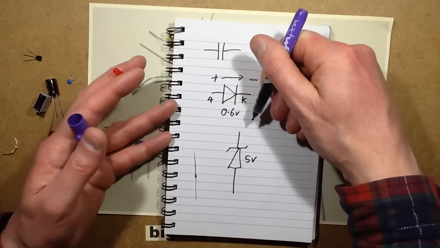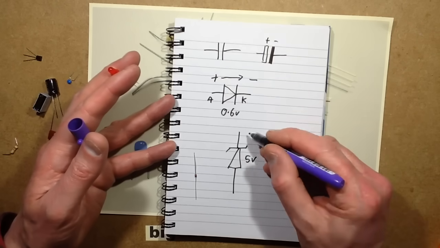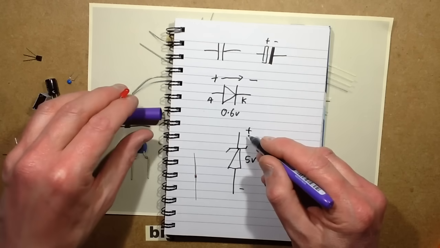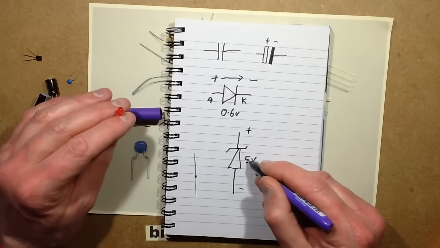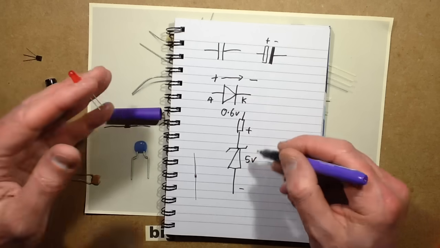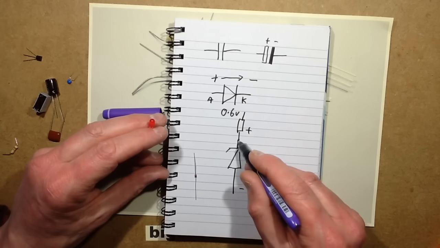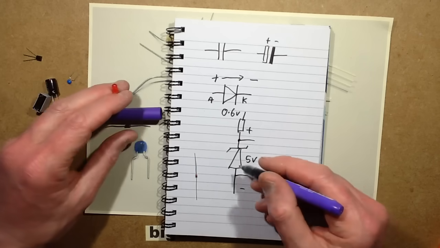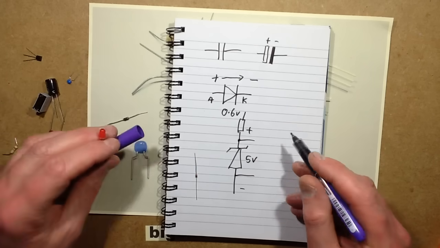And when you actually apply a reverse current, positive flowing down to negative, it will start conducting fairly precisely at 5 volts. So if you limit the current flow with a resistor, then the voltage will just sit around 5 volts, and that's often used to provide very simple power supplies and regulation in the circuitry.